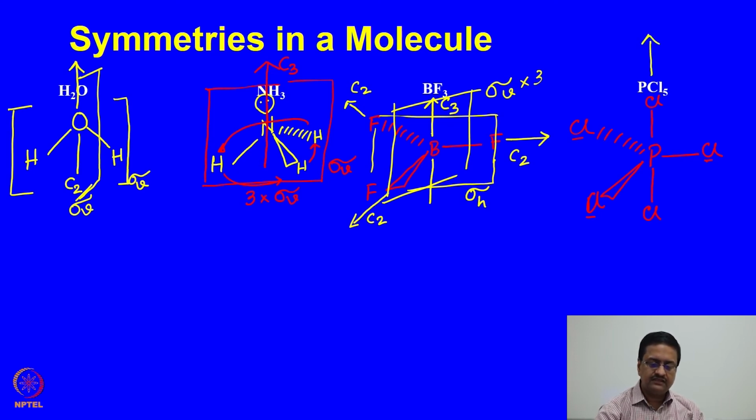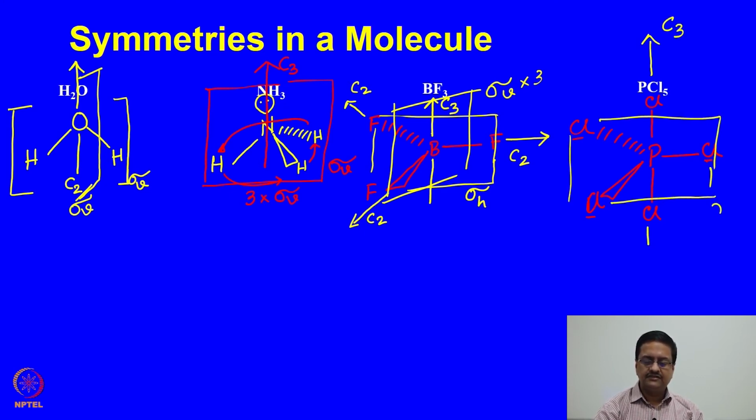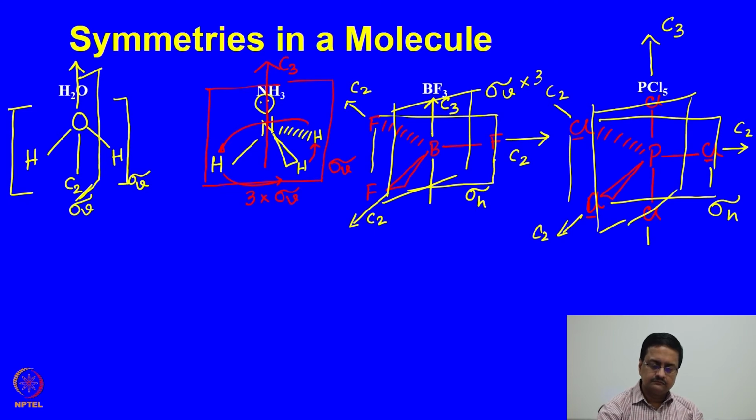Of course, there is a C3. The plane of the molecule is the sigma h. These axes are all C2s. And there are 3 sigma v's, just like the BF3 molecule.